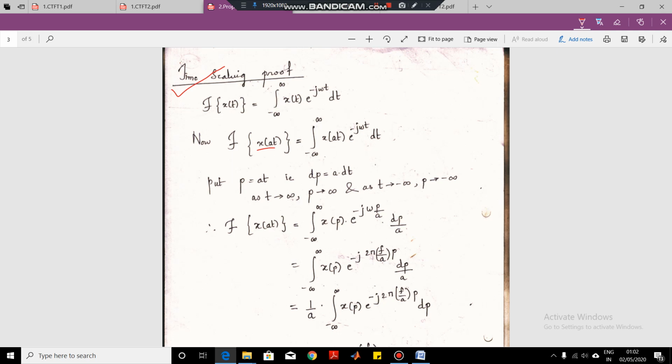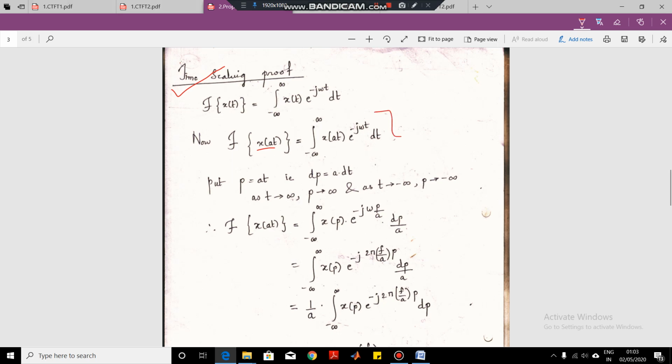When we time scale the signal, that is, if we have x of at, this a can be less than 1 or greater than 1. When a is less than 1, it leads to expansion of the signal, and when a is greater than 1, it leads to compression of the signal. This is what we studied in section 1 when we studied signals and their transformations. Now let us try to find out the Fourier transform of a time scaled signal.